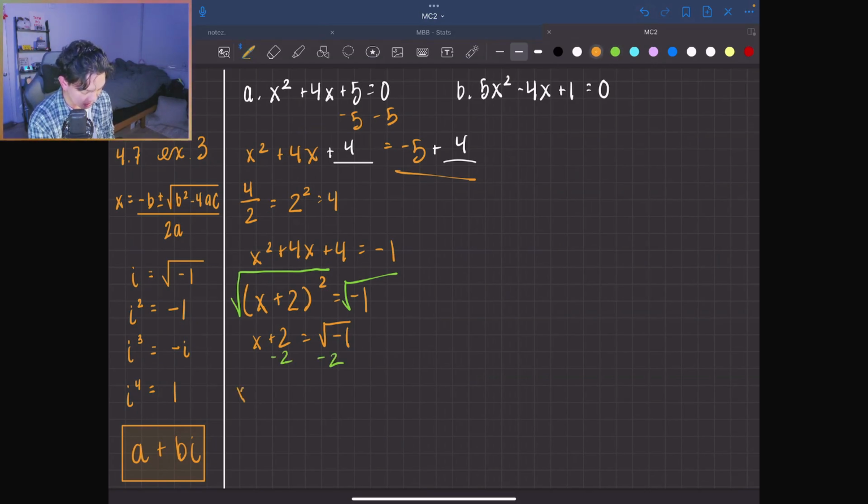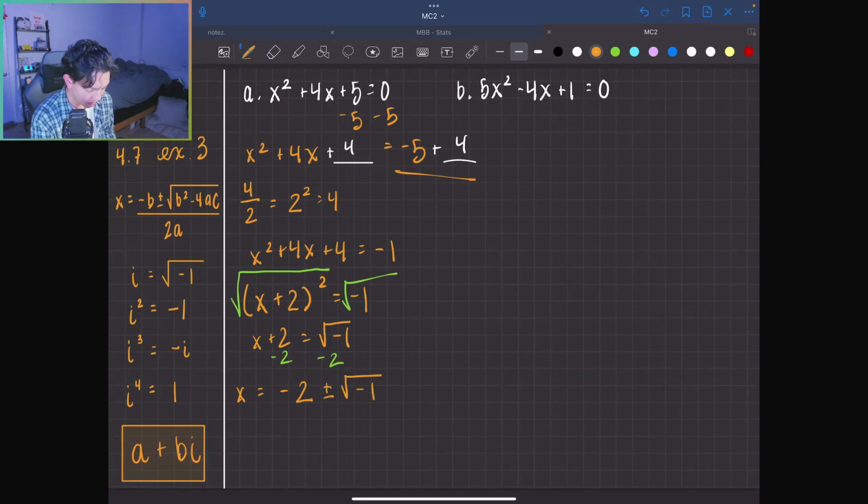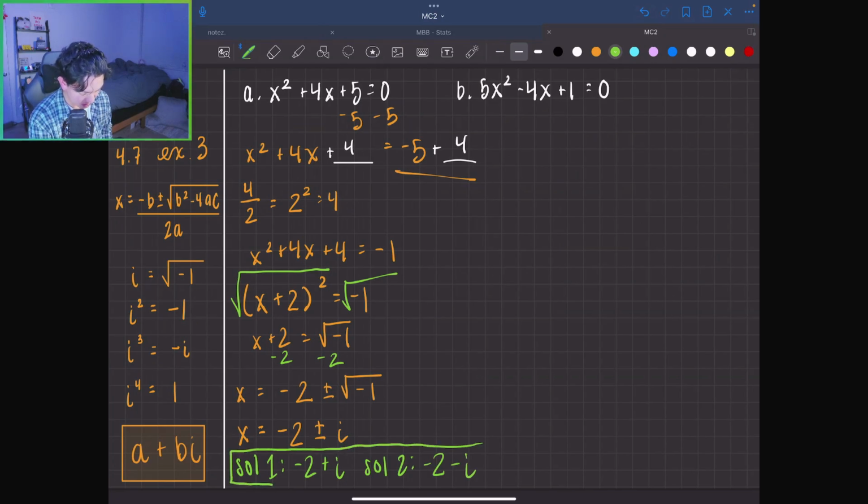So now we have x equals negative 2 plus or minus the square root of negative 1. And instead of writing the square root of negative 1, what should we write instead? x equals negative 2 plus or minus i. So we have two solutions here. Our first solution, solution 1, is going to be negative 2 plus i. And then solution 2 is going to be negative 2 minus i. So that is a complex solution over here.